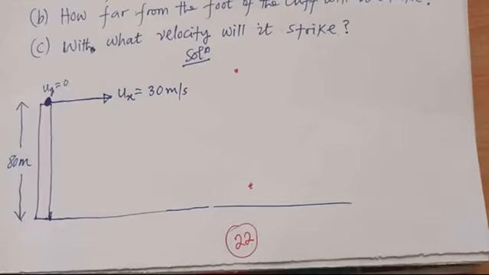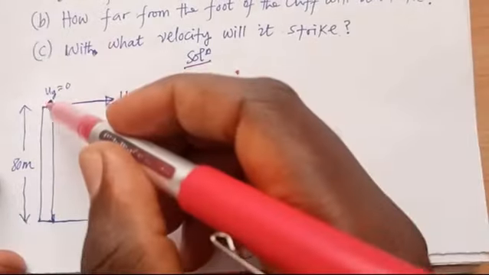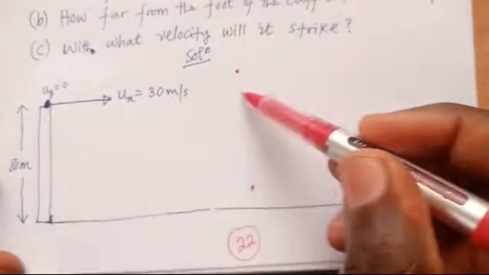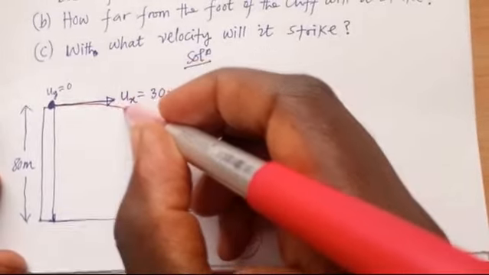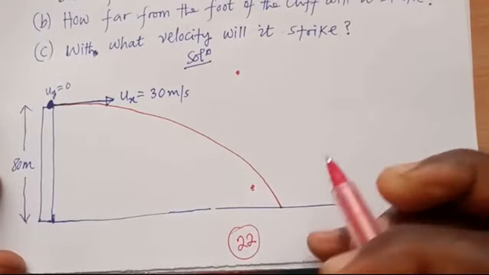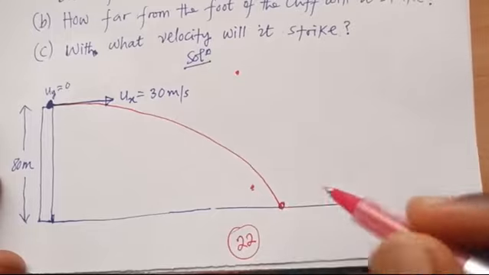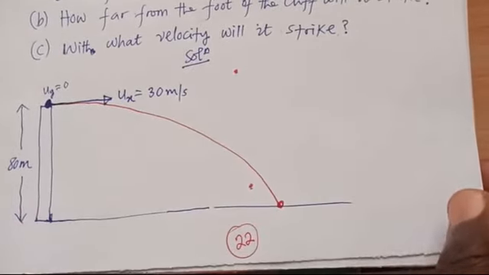Now we know that because of the influence of gravity, gravity will not allow the projectile to move along a straight path like this. It will continue to bend, and you have the trajectory like this until it reaches the ground here. We know clearly it has to take time. This is its trajectory.